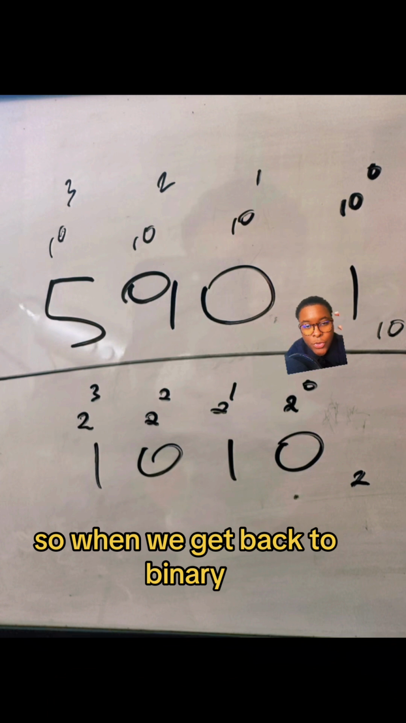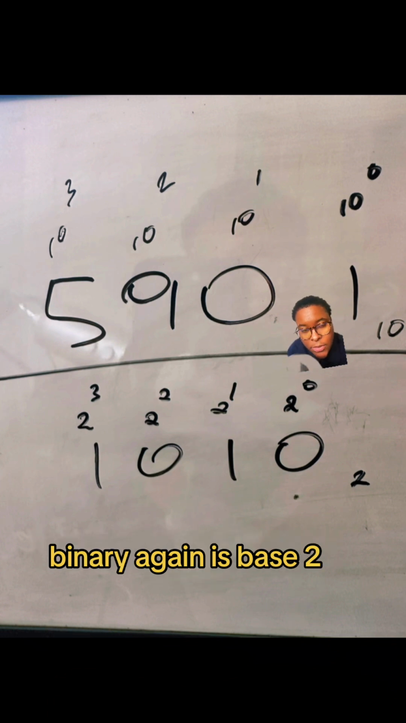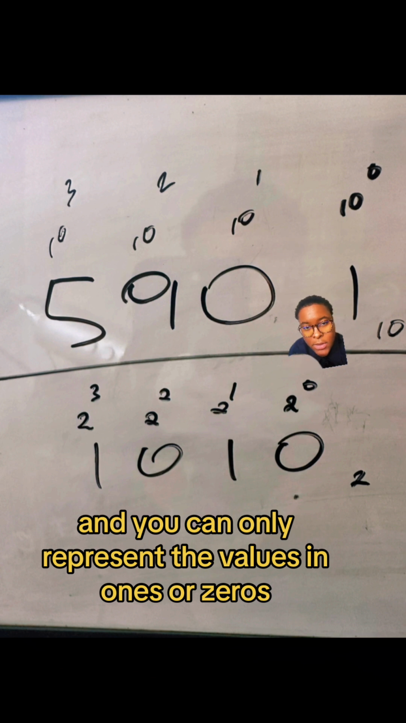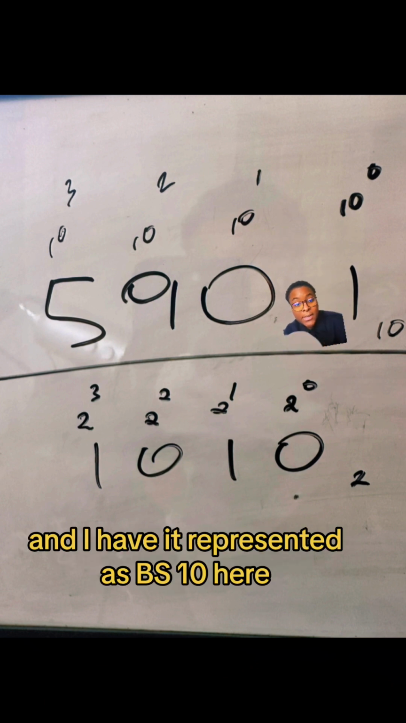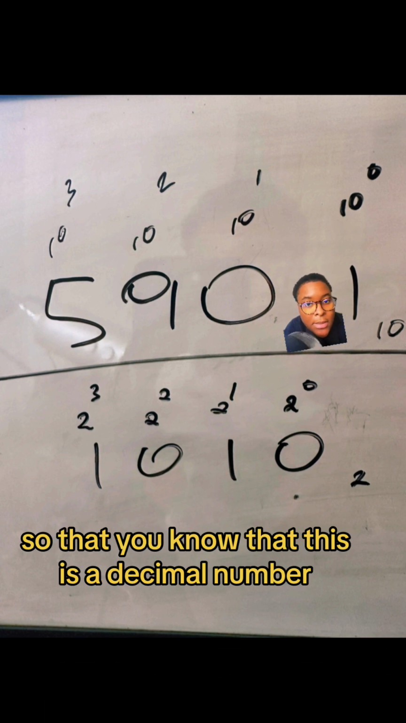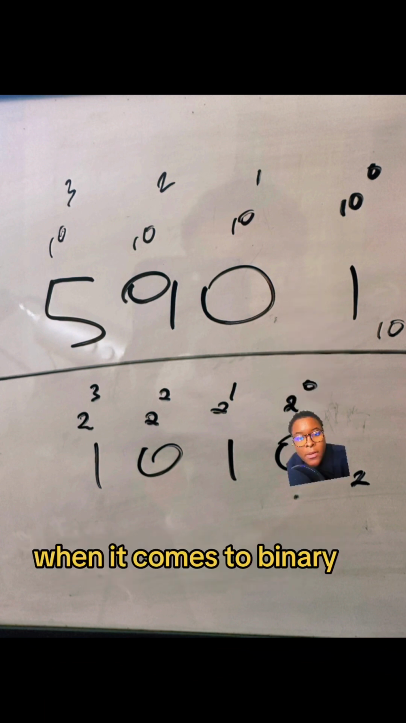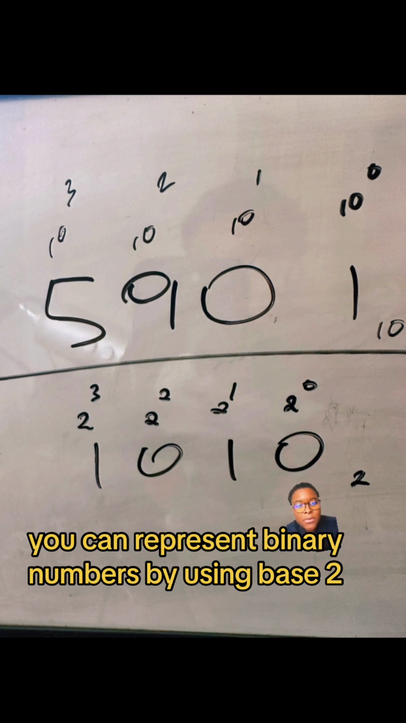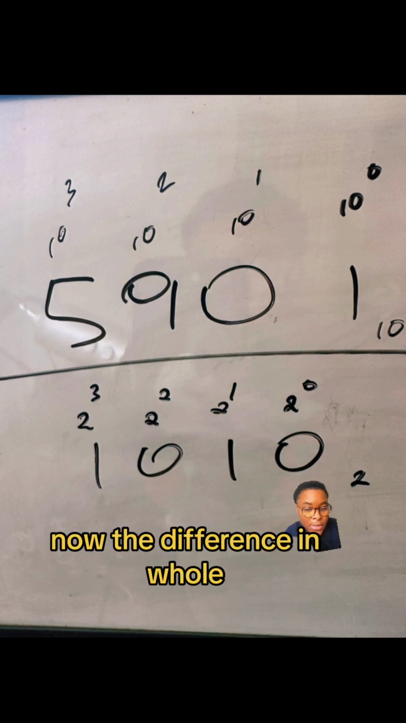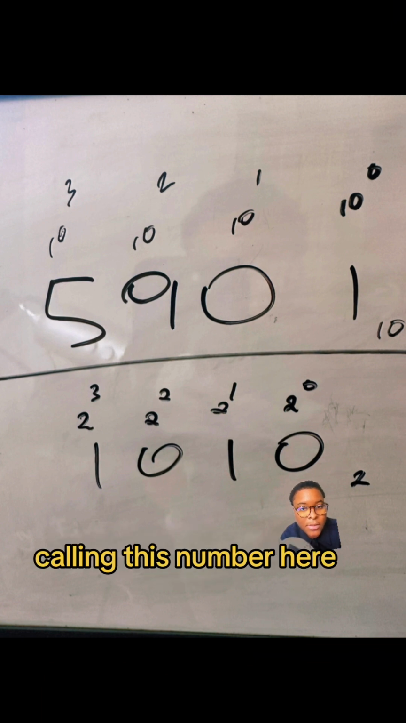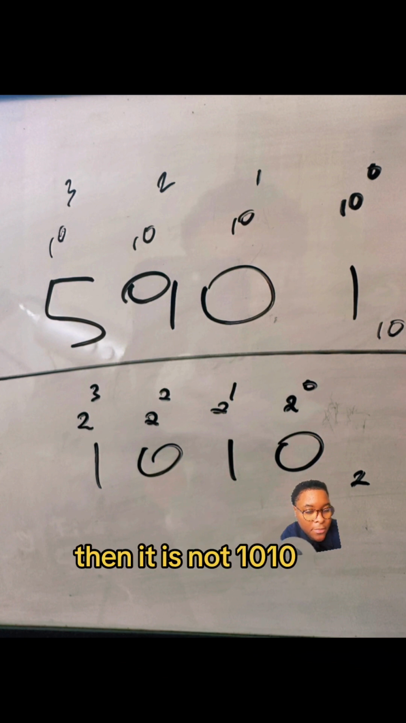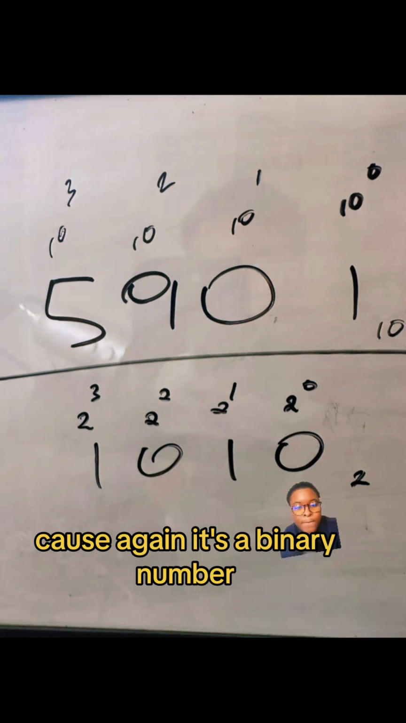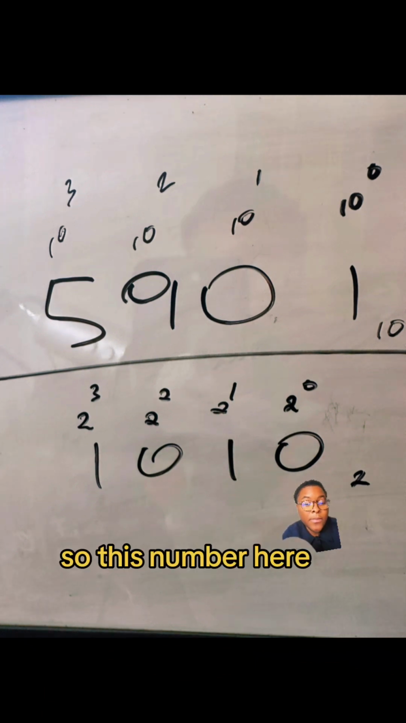So when we get back to binary, again it is base 2, and you can only represent the values in ones or zeros. So the numbers that you're looking at here, the top number is a decimal number. And I have it represented as base 10 here so that you know that this is a decimal number. When it comes to binary, you can represent binary numbers by using base 2 as I have it here. Now, the difference in how you may be calling this number here, because it is binary, is that it is not 1010. Because again, it's a binary number. This is not a decimal number.